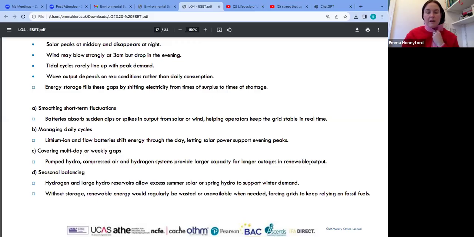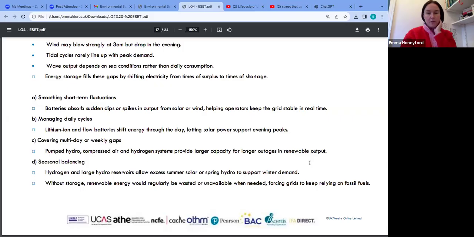And then covering multi-day or weekly gaps: pumped hydro, compressed air and hydrogen systems provide large capacity for longer outages in renewable output. And then we have seasonal balancing. So in the UK we look towards the reservoirs to allow excess summer solar or spring hydro to support winter demand. So we do use that a lot in the UK.